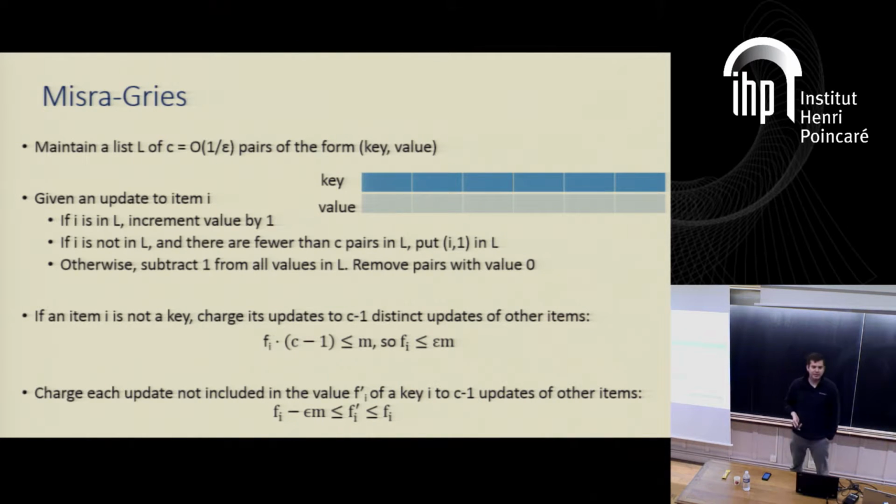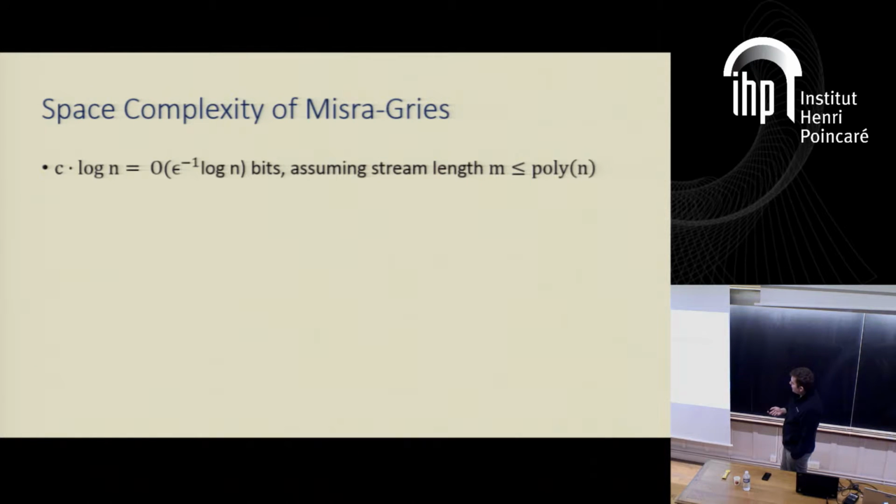Any questions about this? Okay, so this is the Misra Gries data structure. This is what's been used for finding L1 heavy hitters in a lot of places. What is the space complexity of this data structure?